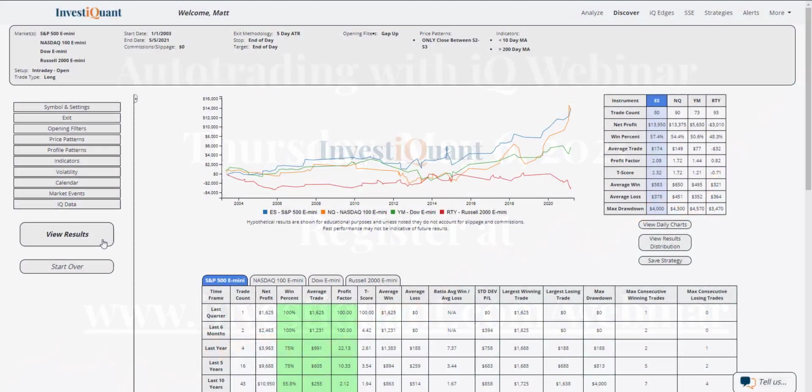And here we go. These are the results based upon entering the market long at the open of regular trading hours, which is 9:30 a.m. Eastern Time. The exit is set to 4:15 p.m. Eastern Time. This is when you gap up following a day that closed between support 2 and support 3, taking place below a 10-day simple moving average but above a 200-day simple moving average. Historically, the S&P has 80 samples dating back to 2003. The NASDAQ has 90 samples, the Dow 73, and the Russell 93 samples.